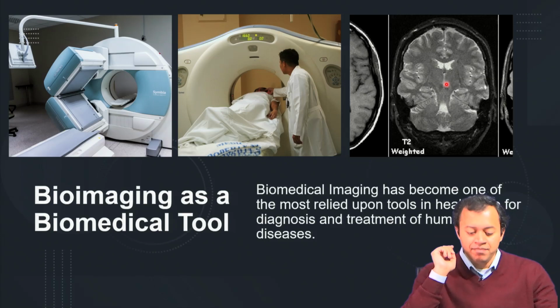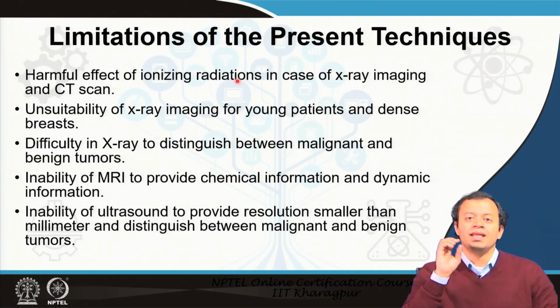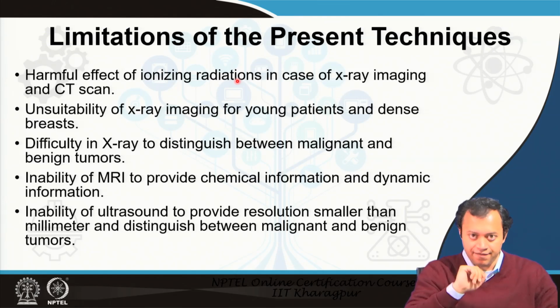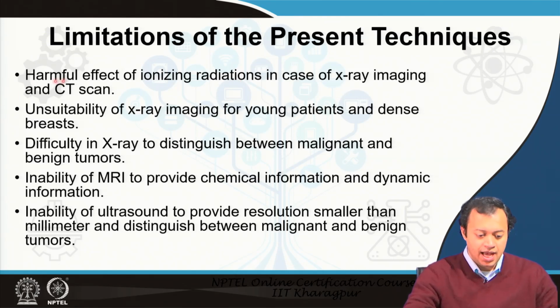Now, the problem remains that all of these machines, MRI, CT scan, ultrasonography, have certain limitations, certain disadvantages. For example, there are harmful effects of ionizing radiation. X-ray is usually harmful.